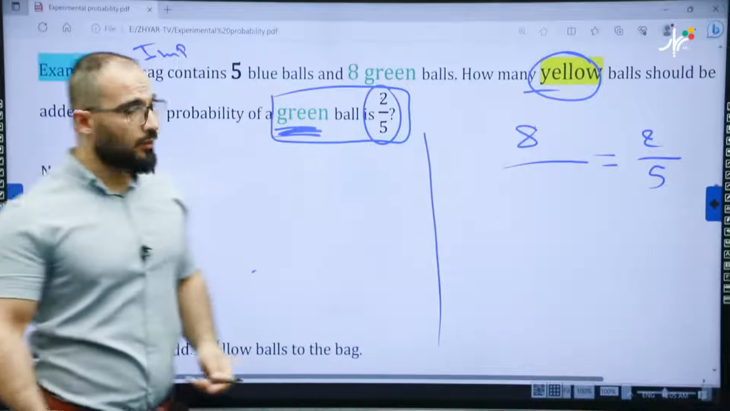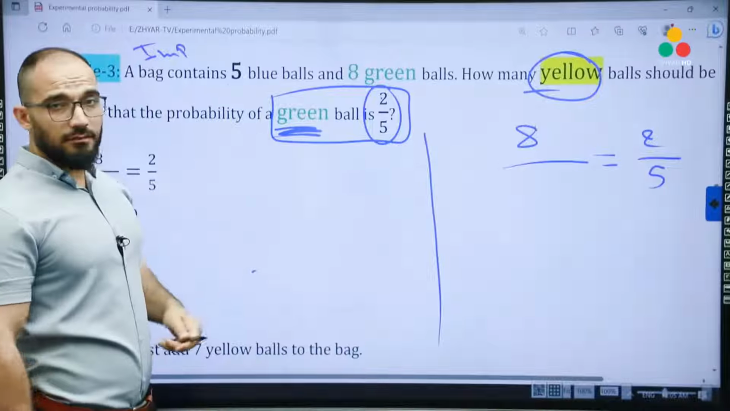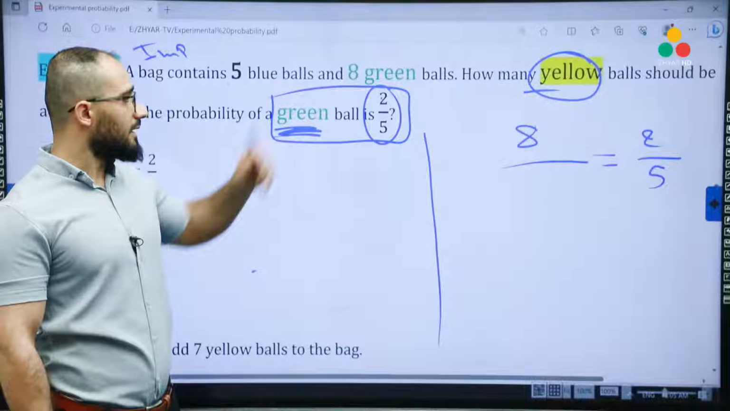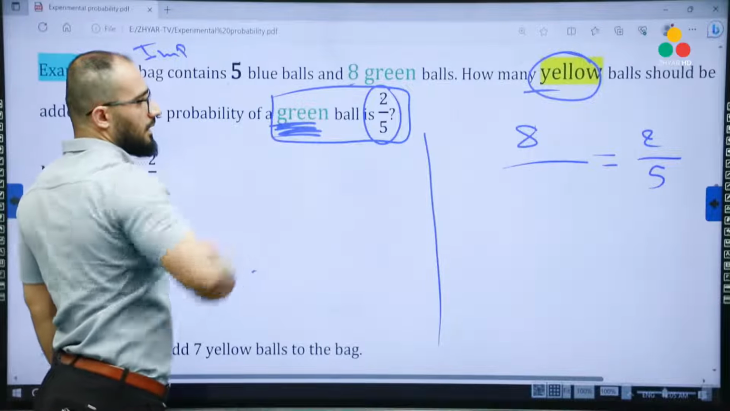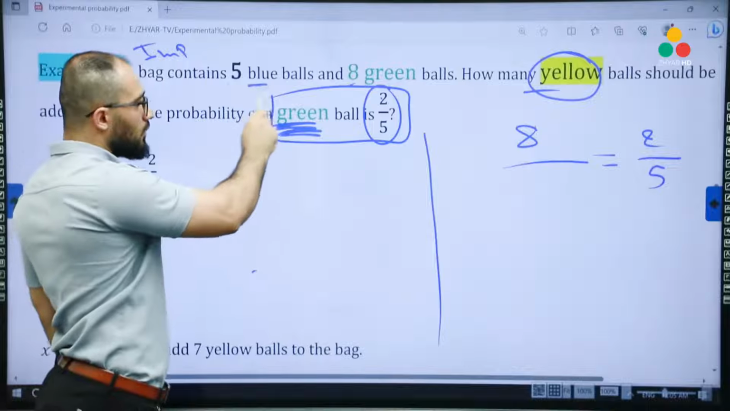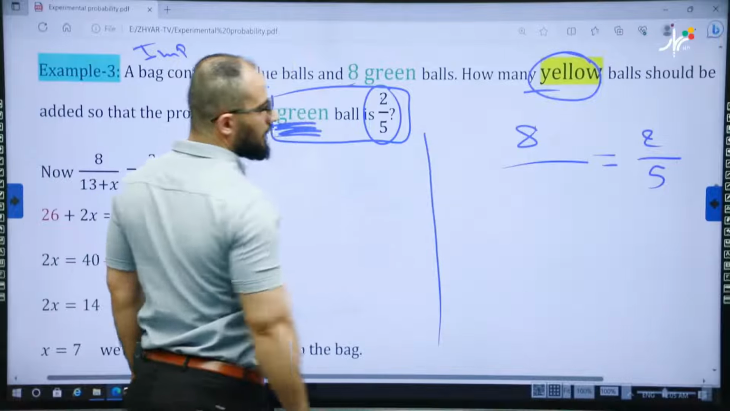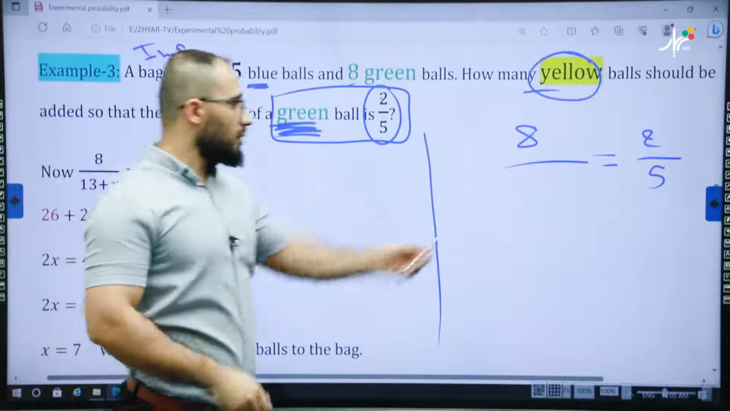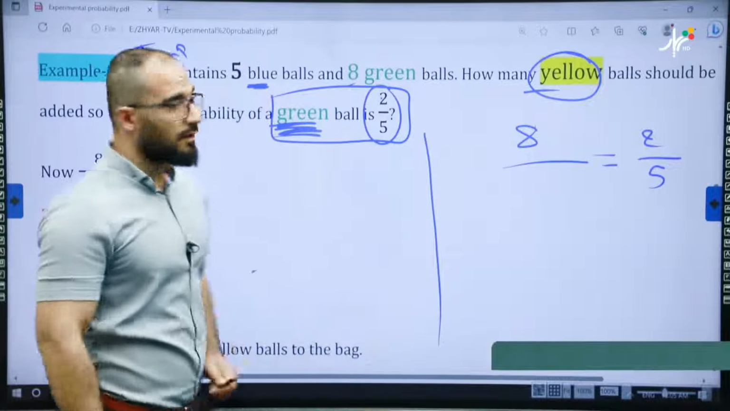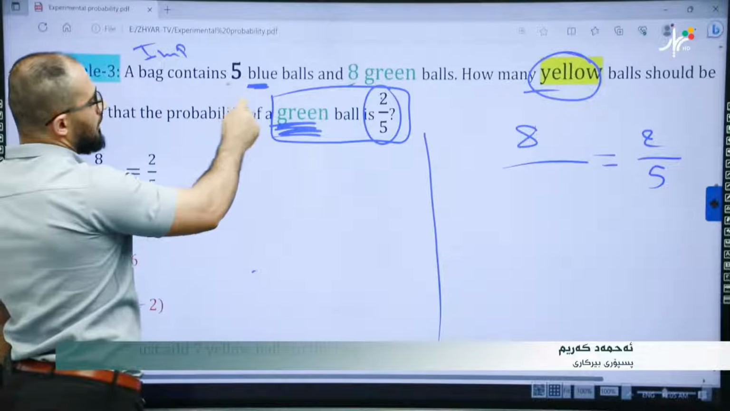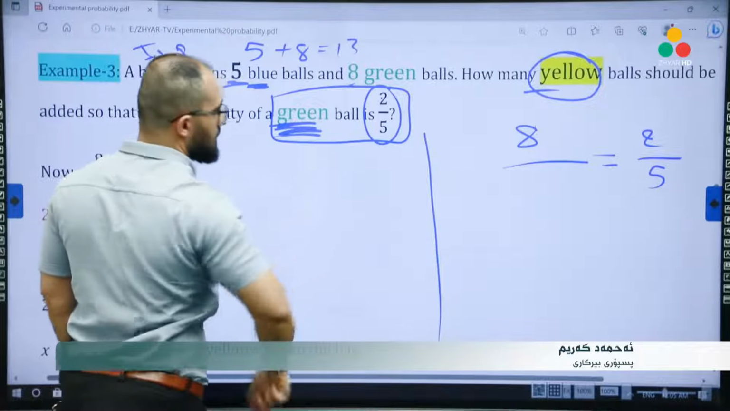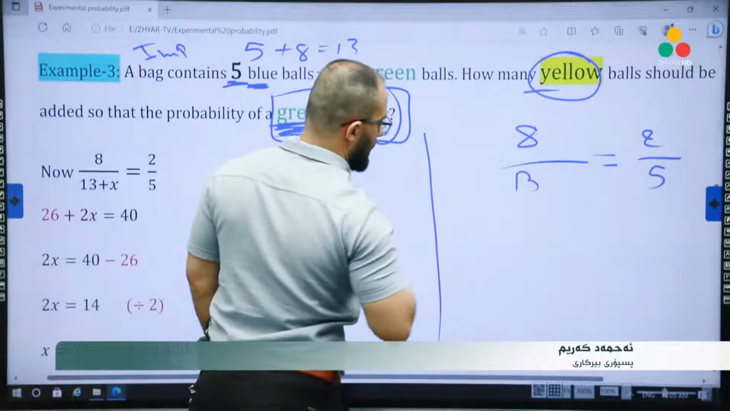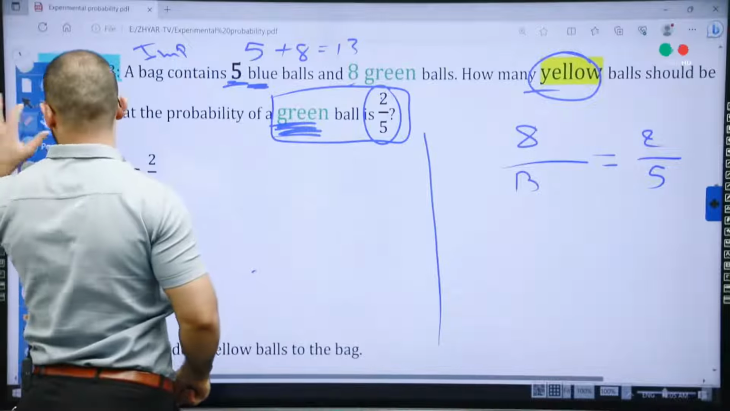Maybe ask that question, why didn't we write 5? Why did we write 8? Because it says the probability of green. That's why we wrote 8. If it says the probability of blue, then we would write 5 here. As you know, for the denominator, we have to write the total. Then how many balls are there? 5 plus 8, it's going to be 13. So write down 13.